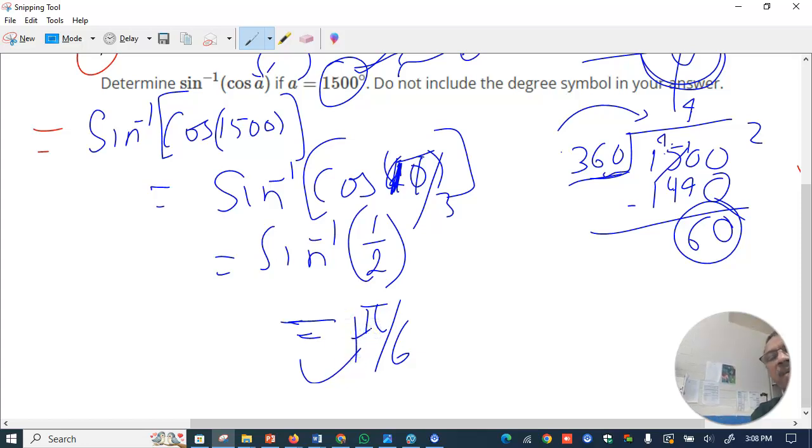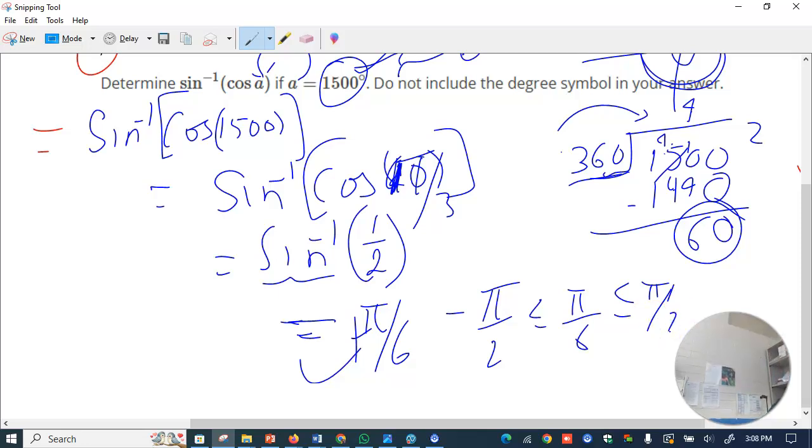And is our answer correct? Yes, because whatever answer we got is between the range, because there's a sine inverse, so you want to make sure this is also between this. But some of you may say, why not the other? Why not 5 pi by 6? See, the question arises, why not 5 pi by 6?